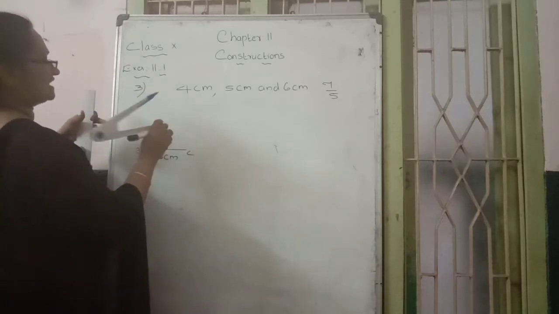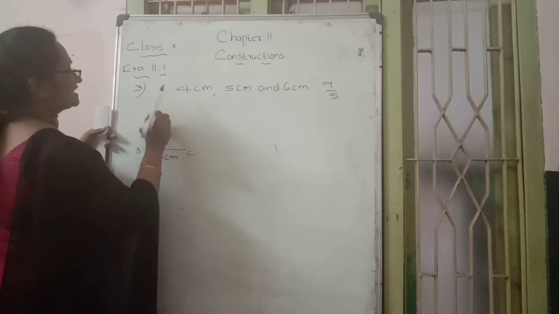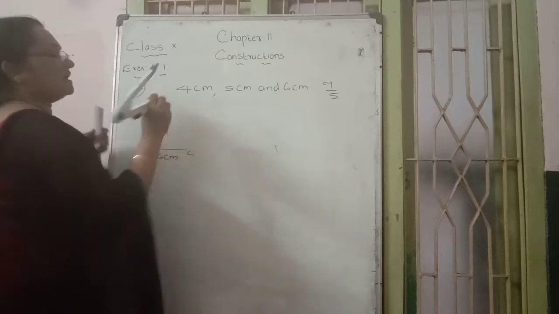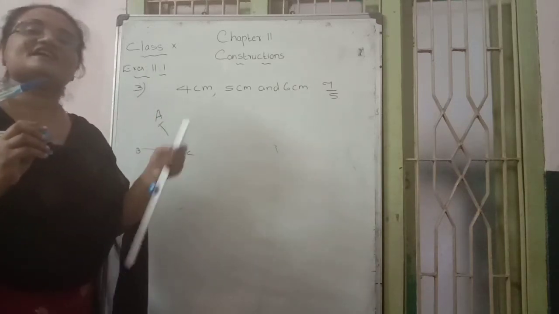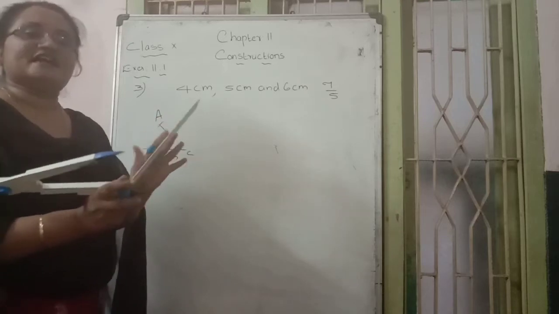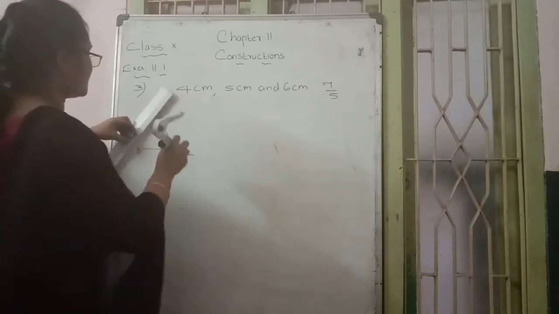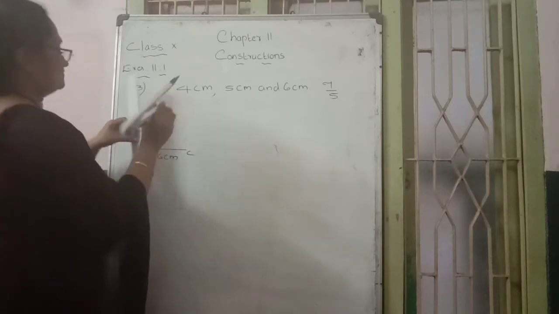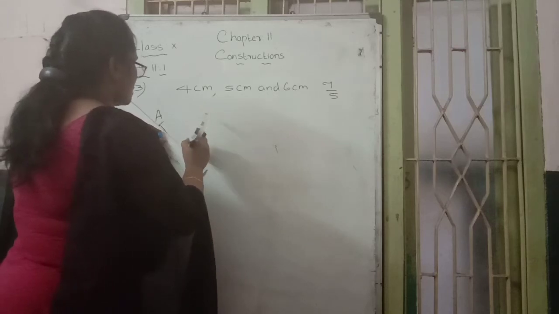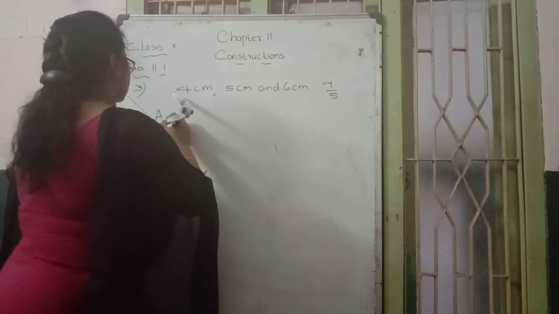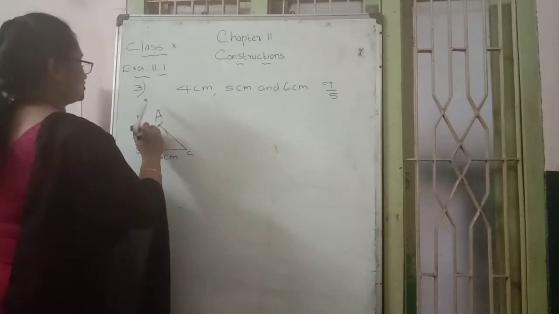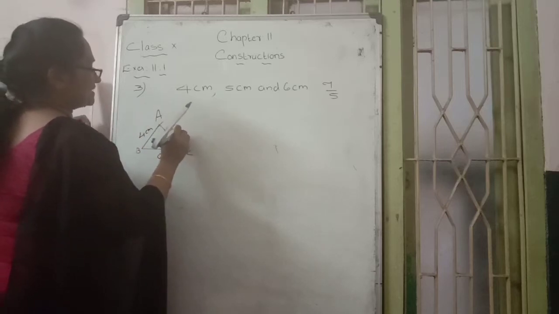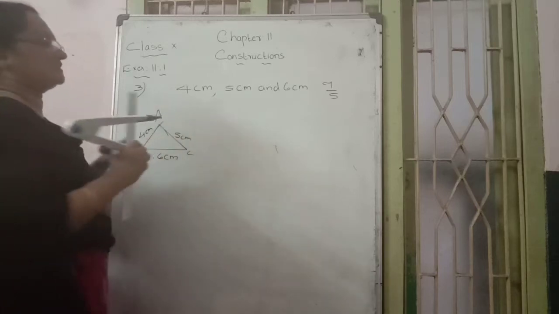Where the two arcs intersect, mark the required letter A. Join A to B and A to C. We get the required original triangle ABC. This is our original triangle. ABC is our original triangle. The measurement here is 4 centimeter, and this side represents 5 centimeter, like this.